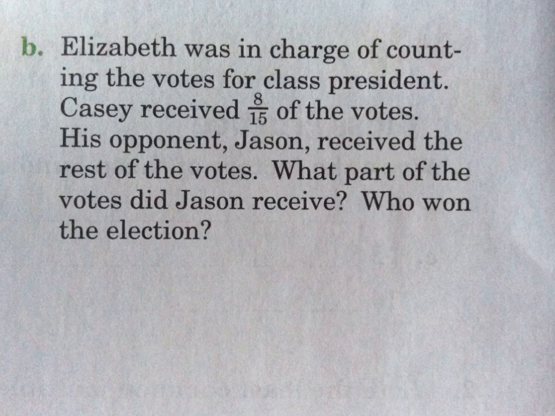Well, we know Casey got 8 out of the 15. So you had 15 people voting. 8 of the votes went to Casey. Well, it's asking, how many didn't go to Casey? You take your 15 and subtract the 8 that voted for Casey, and you have 7 voted for Jason. So the first part, what part of the votes did Jason receive?